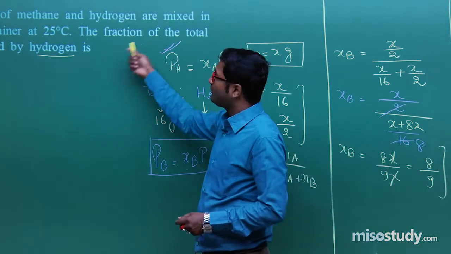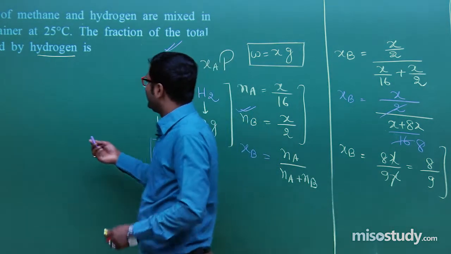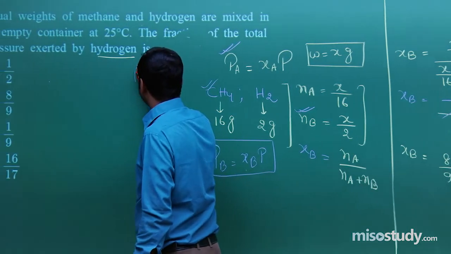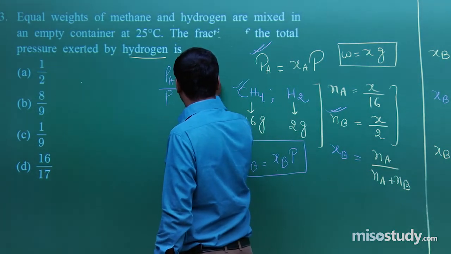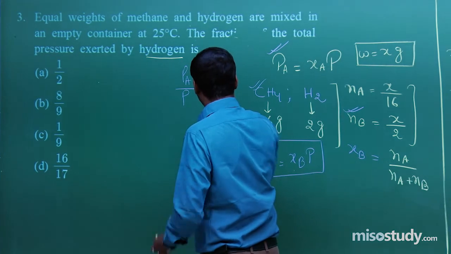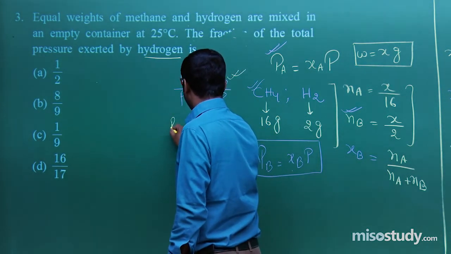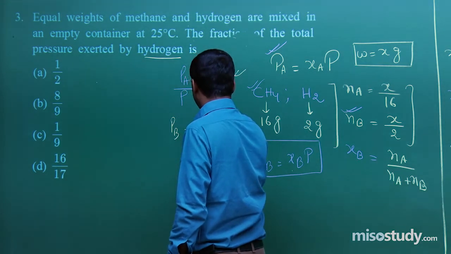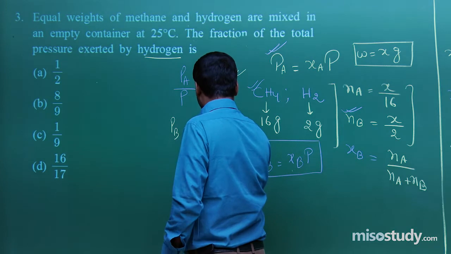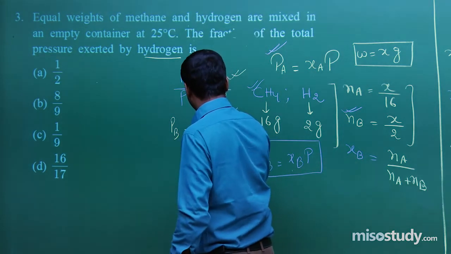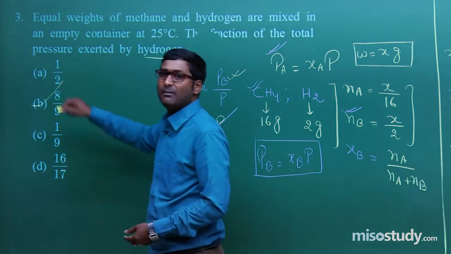The fraction of the total pressure exerted by hydrogen, that is Pa upon P or Pb upon P. I am talking about hydrogen. So what is Pb? Tell me. Pb is equal to Xb, that is 8 upon 9 into P divided by P, and this P and this P will cancel each other, and the answer is 8 upon 9.